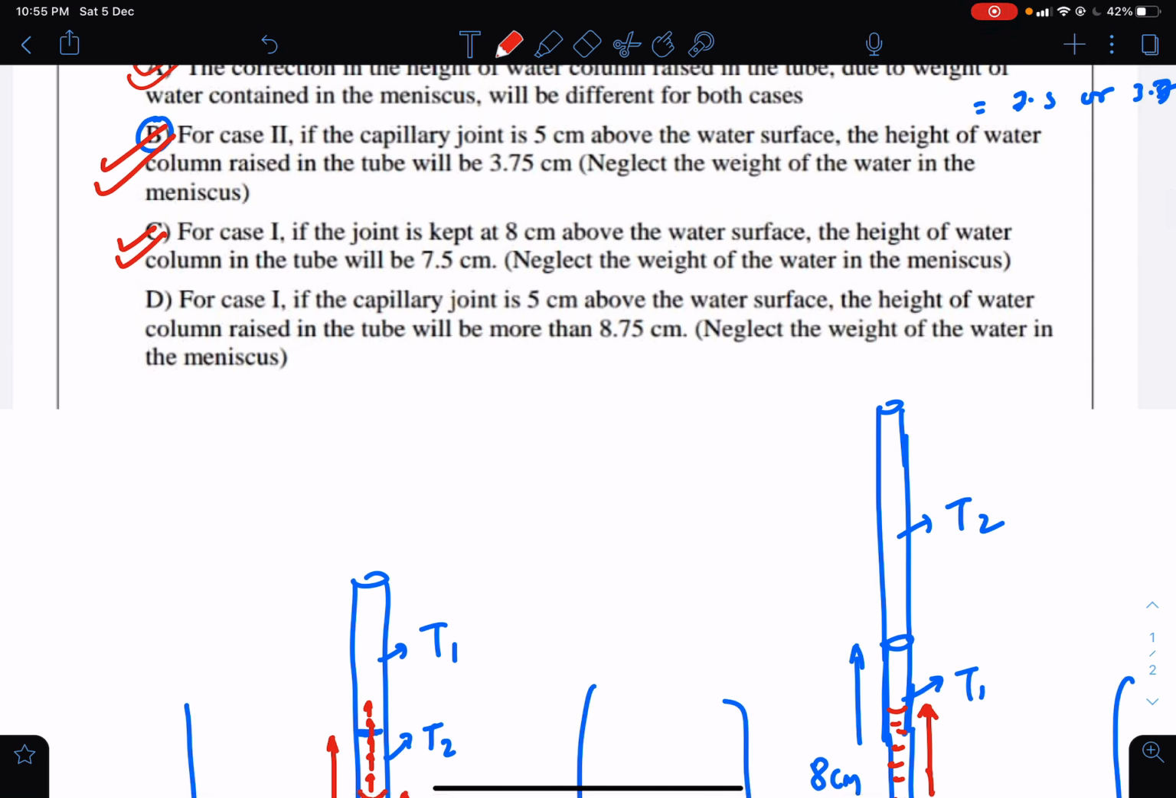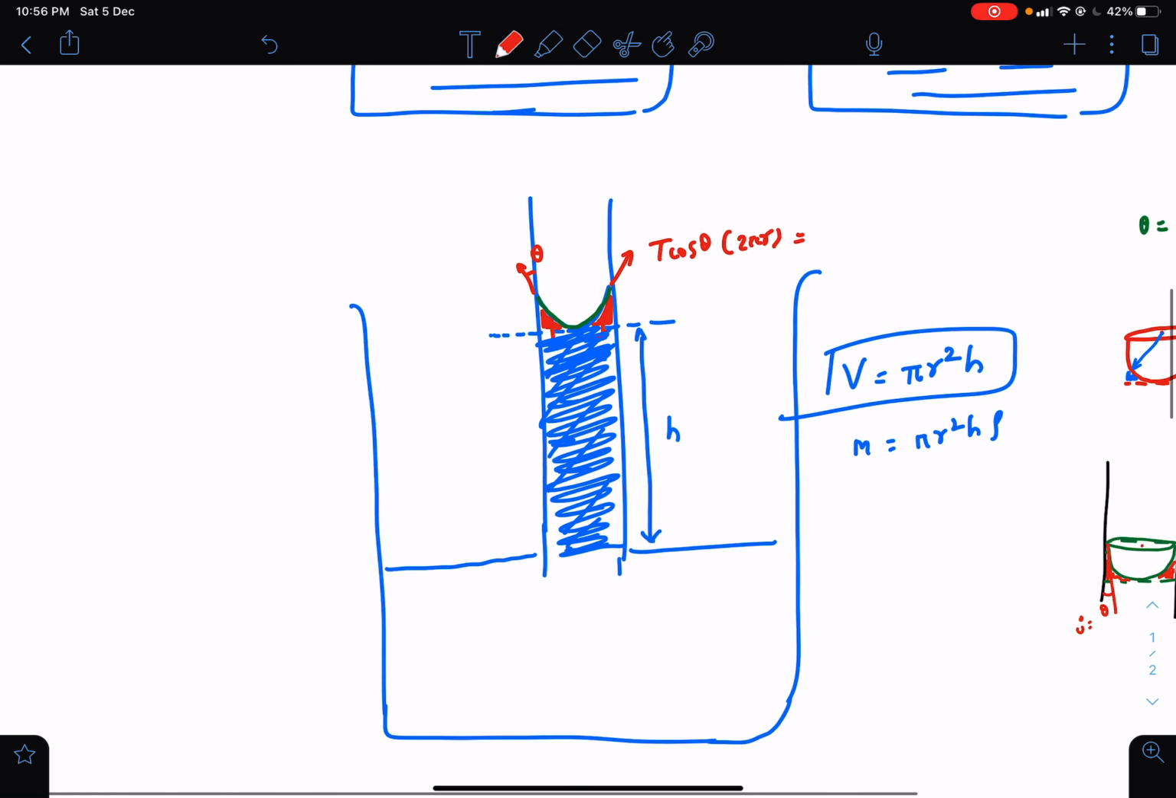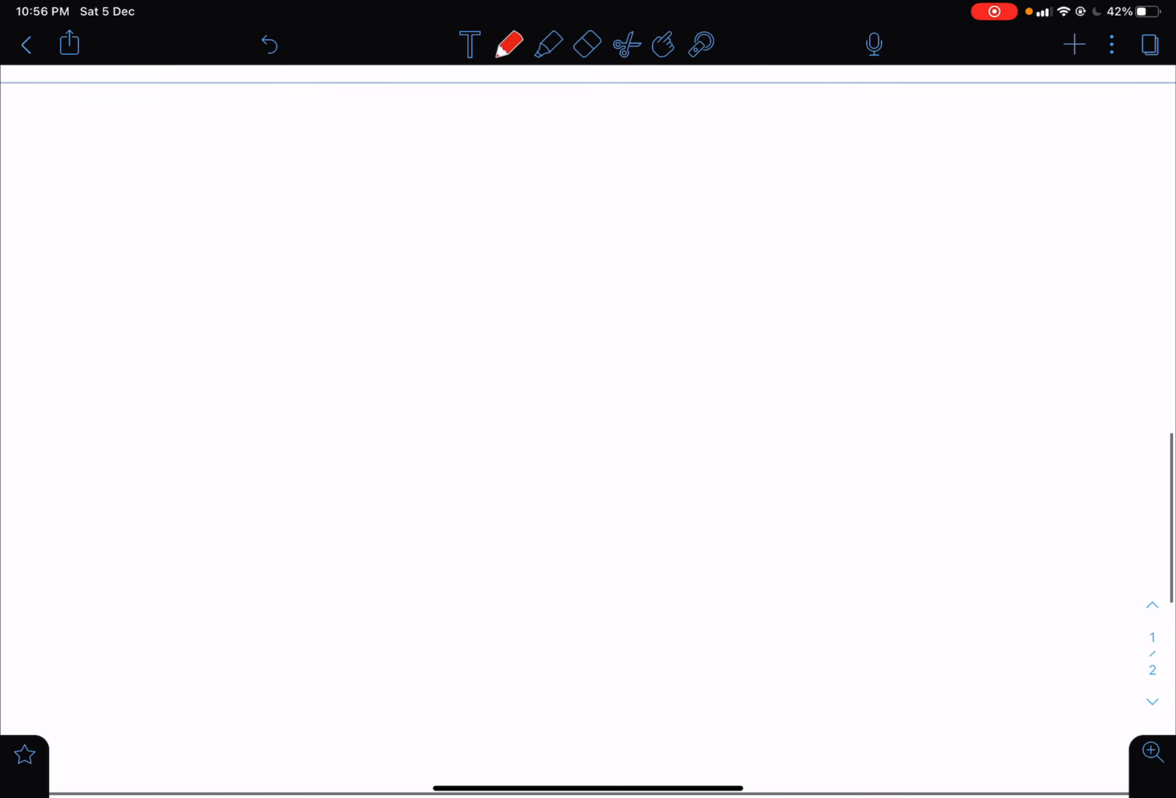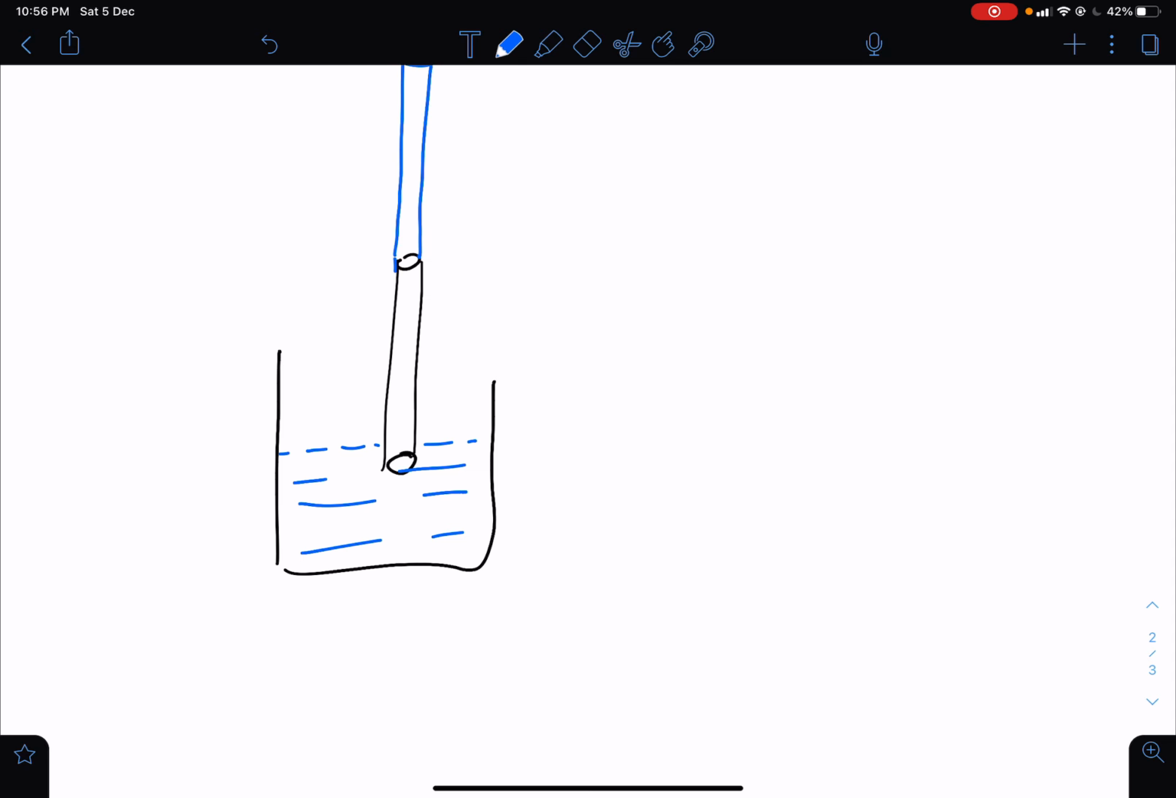For case 1, if the capillary joint is 5 cm above the water surface, the height of the water column raised in the tube will be more than 8.75. Now we know that in case 1 tube 1 is what is actually in contact with the water, and above that there is a tube 2. In tube 1 the water likes to rise up to a height of 7.5 centimeter. So if we have water like this, then water would like to rise all the way up to 7.5 centimeter. But there is a problem.